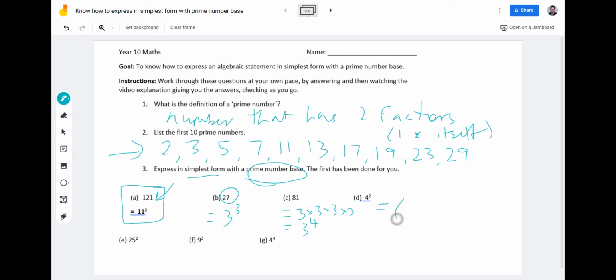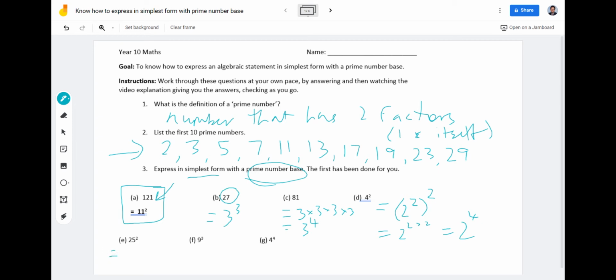All right, 4 squared. 4 is not a prime number, but 4 we can write as 2 squared, can't we? So 4 is 2 squared, and now the 4 is 2 squared, all squared. We know that we go 2 to the power of 2 times 2 using our index laws. So that's 2 to the power of 4. Happy days.